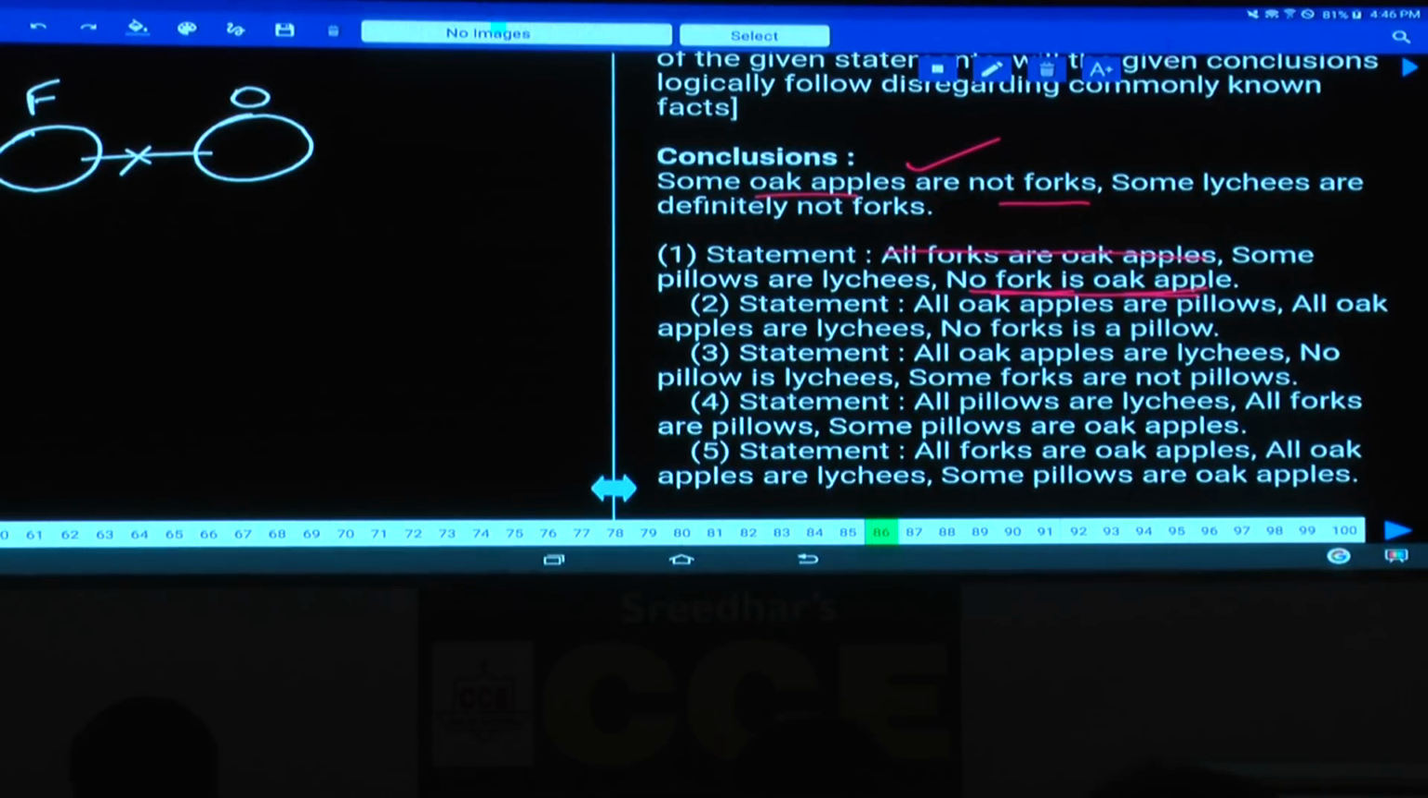Then, next one. What is the next thing here? Some lychees are not fork. Now, the relation between lychee and fork. Where is lychee? Lychee is here, and we should have the relation with fork. Then lychee, pillow should go, and fork should come. Now, the relation between pillow and fork. Is there any statement? Hence, choice 1 is ruled out. Clear now?